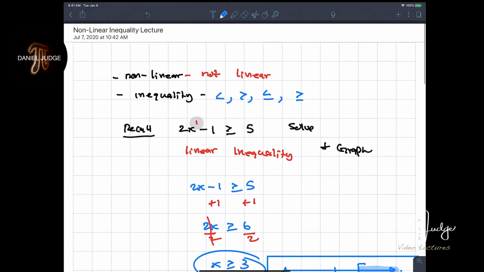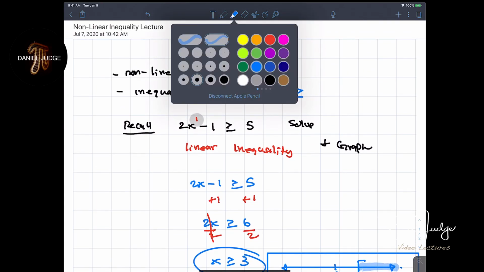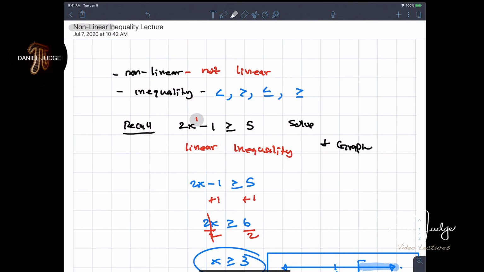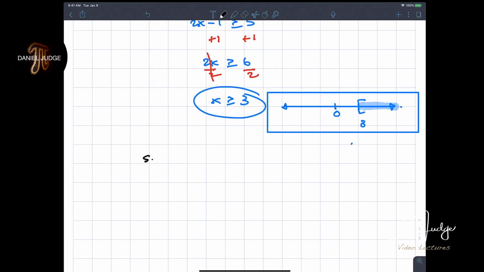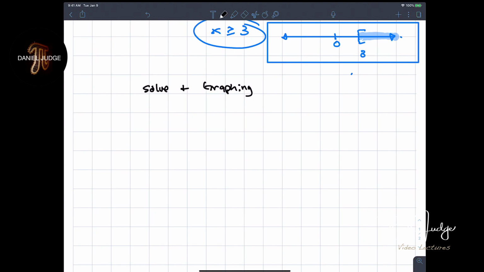And you say, but you just said we're working with here non-linear. Yeah, not linear. Then you might say, well, what does that mean? Here's what that means. You're going to solve and you're going to graph. But this time you have the following. X squared plus 5x plus 6 is greater than 0.